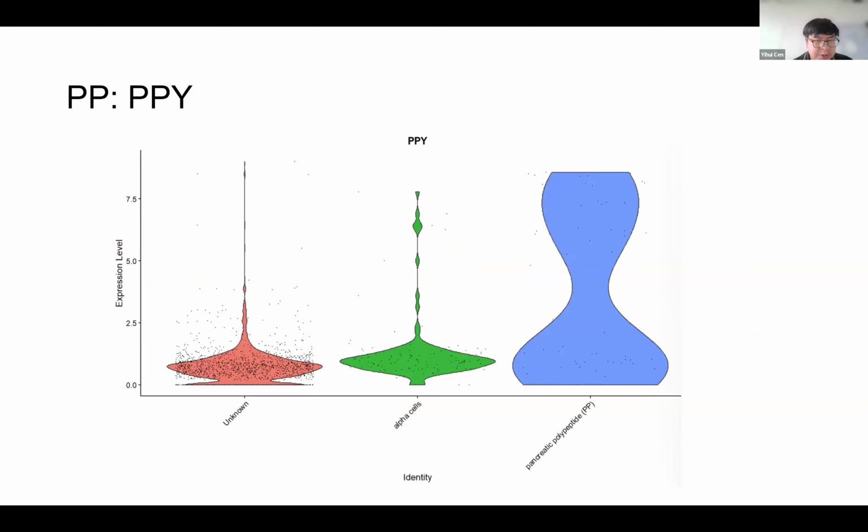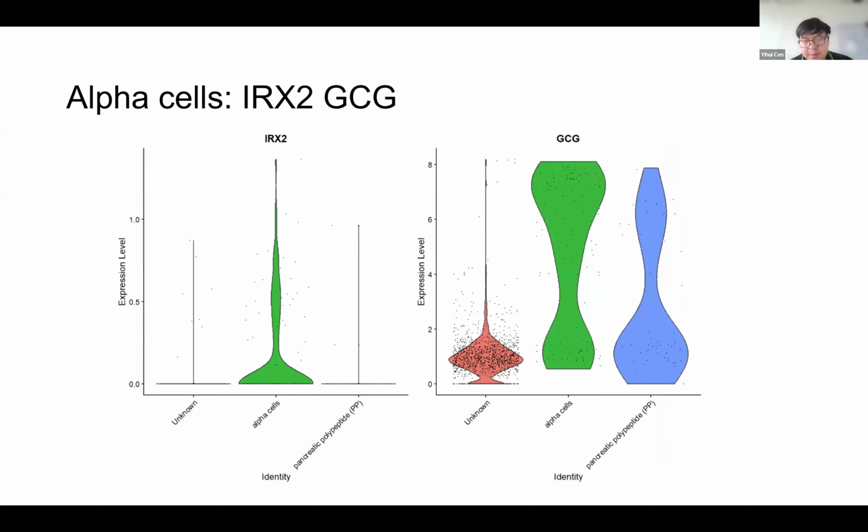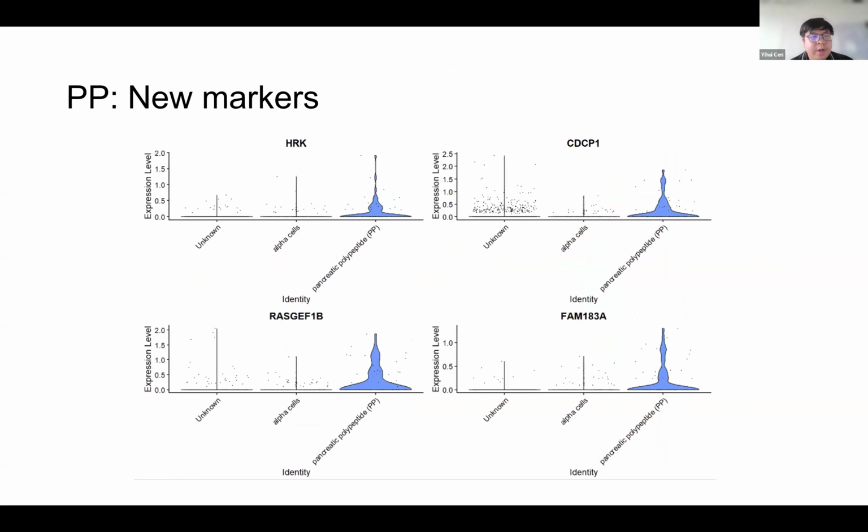You can see it also had expressions in other cell types. And GCG, similar to the alpha cells, and IRX are the markers I chose. And after we got the annotation, we can actually find new markers of the alpha cells and PP cells.